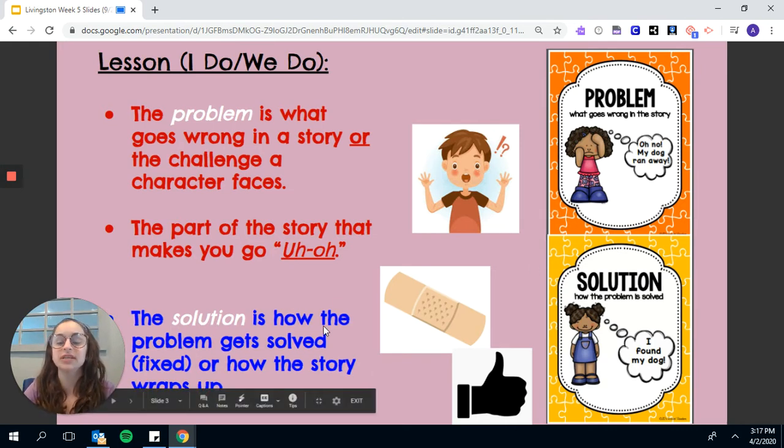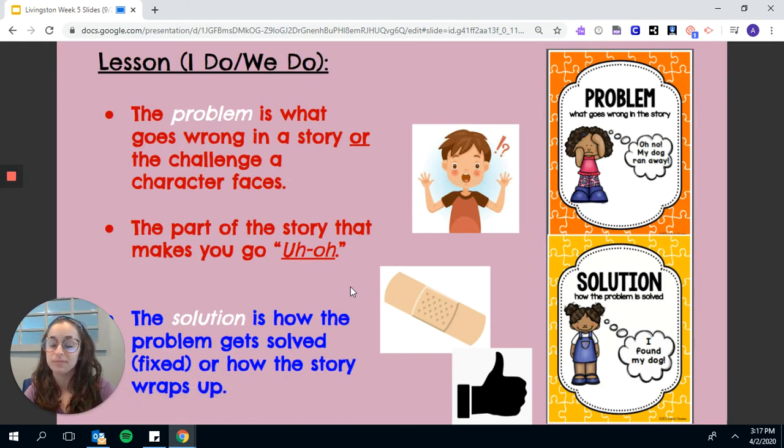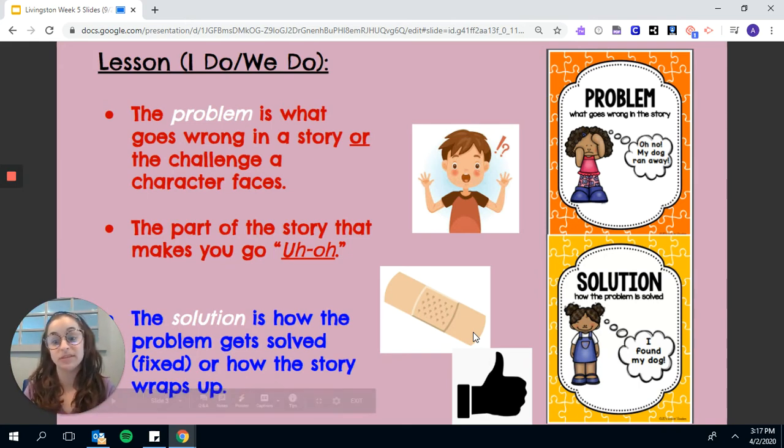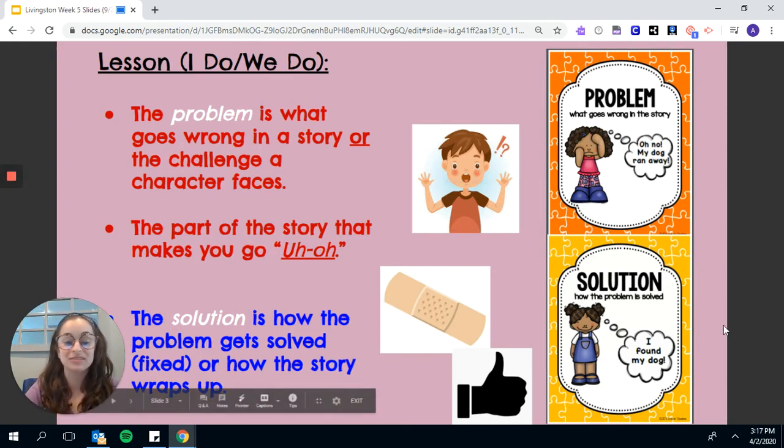The solution is how the problem gets fixed or how the story wraps up. Here we have a picture of a Band-Aid. If you imagine you put a Band-Aid on your hand, your boo-boo is going to be all better now. You've solved your problem. A thumbs up to remember that everything is better now because the problem has a solution. In the picture on the right, with the yellow background, the girl says, I found my dog, and she's smiling now. She's happy because her problem has been solved.